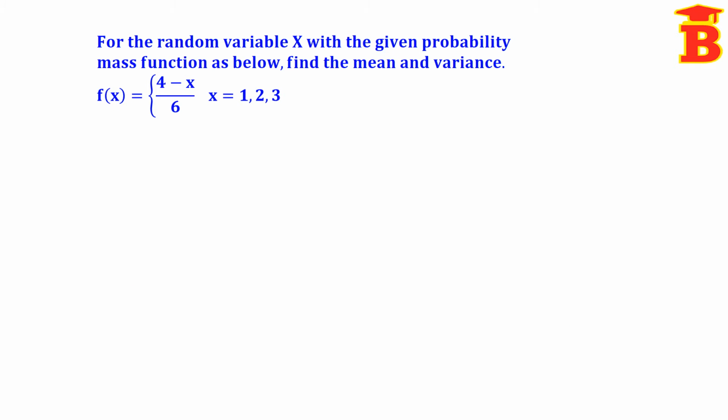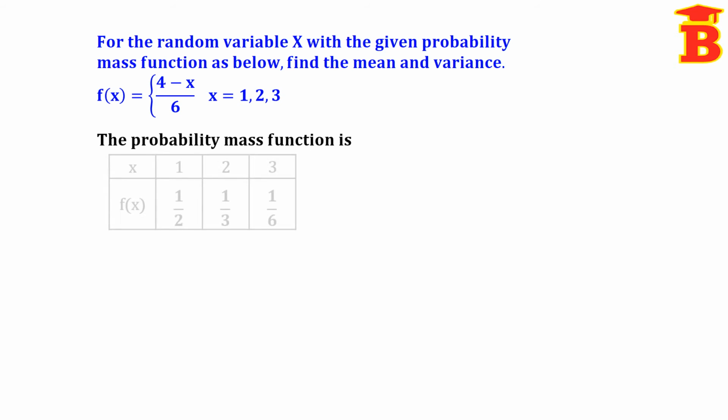Similarly, next problem. For the random variable capital X with the given probability mass function as below, find the mean and variance. So here also f of x is given, 4 minus x divided by 6 for x is equal to 1, 2, 3. We have to form a table. The probability mass function is, so take a table like this. Here x value 1, 2, 3. F of x, just substitute the values and get the answer.